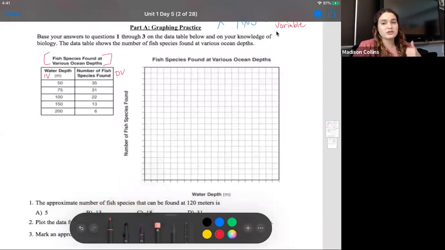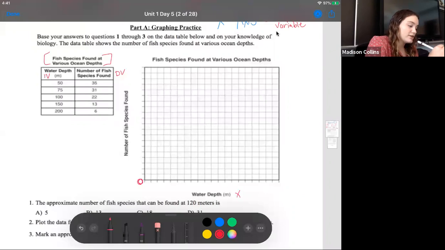Remember, our scale should be numerical and our scale should be consistent. So I want you guys to always start by placing your 0, 0 quadrant right there in the bottom left. And then you need to figure out how to space that scale. So with our x-axis, or water depth, the values we're using range from 50 to 200. So we need to be able to fit at least to 200 on that axis.